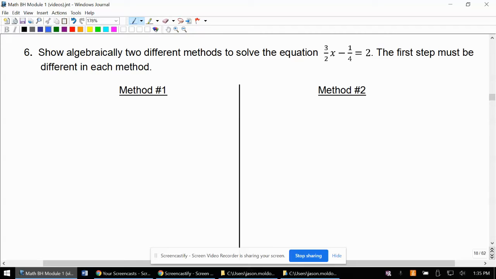Now we're going to look at some tips and tricks for solving when we deal with fractions and decimals. Option one would be that we can roll and deal with fractions. I'm not going to convert these to decimals. So I'm going to add a quarter to both sides. 3/2 x equals 2 1/4.